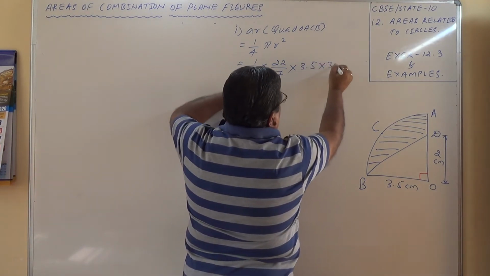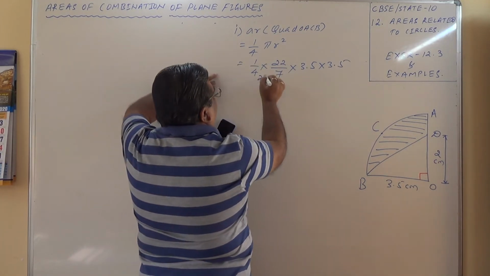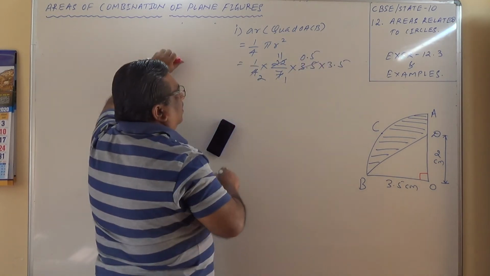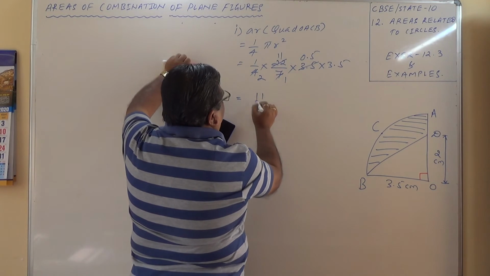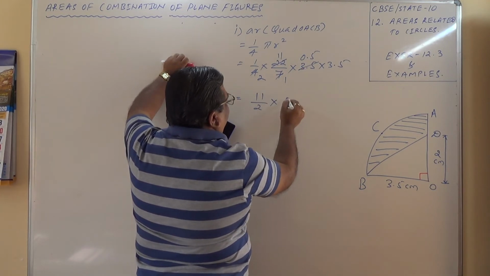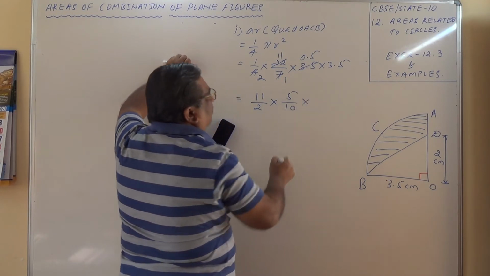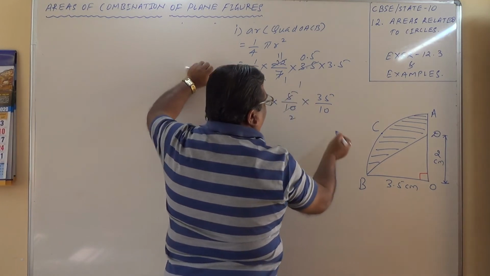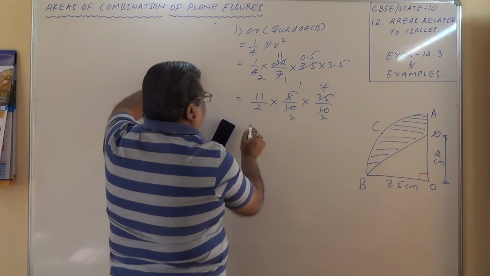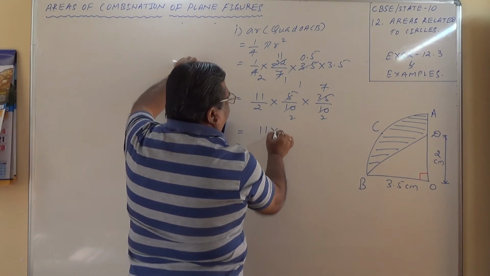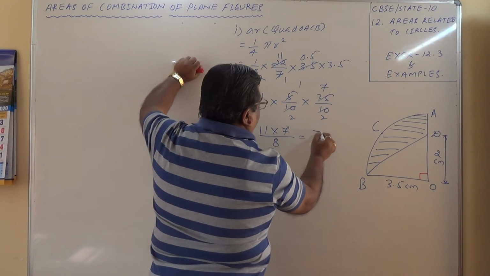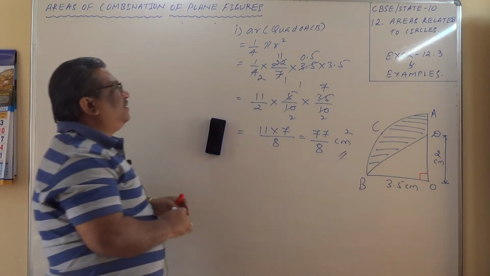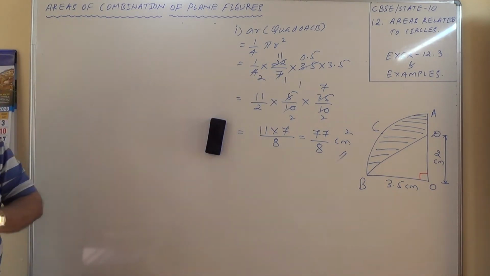So here 2 11s are 22, 7 1s are 7, 0.5. Okay, so this is 11 by 2 into 0.5. I can write it as 5 by 10 into 35 divided by 10. So 5 1s are 5, 2 5s are 10, 2 5s are 10, 5 7s are 35, which is equal to 11 into 7 divided by 8, which is 77 divided by 8 square centimeter. This is the area of the quadrant.